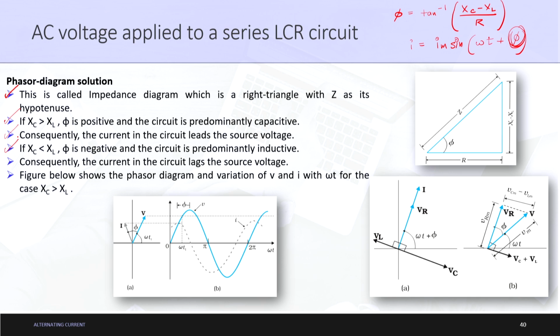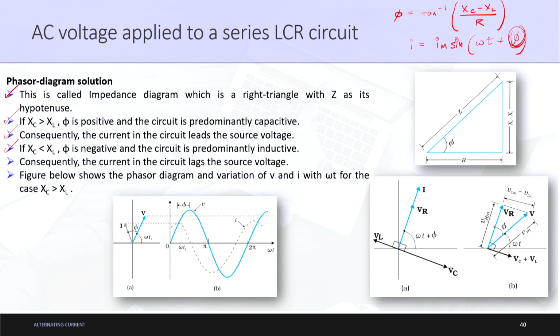Next thing is if xc is less than xl, everything which was just said in the last 2 lines above will be opposite in the next 2 lines written here. So, if xc is less than xl, phi is negative, quite evident as you can see here, because xc minus xl will come out to be negative. So, if xc is less than xl, phi is negative and the circuit is predominantly inductive, right, similar quantity.